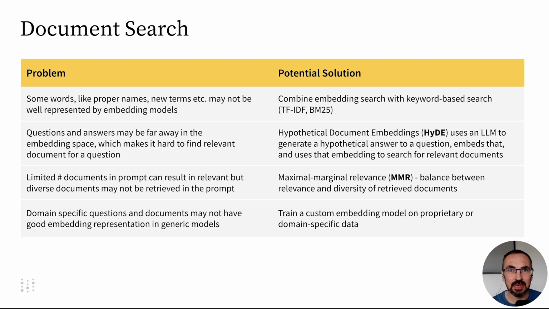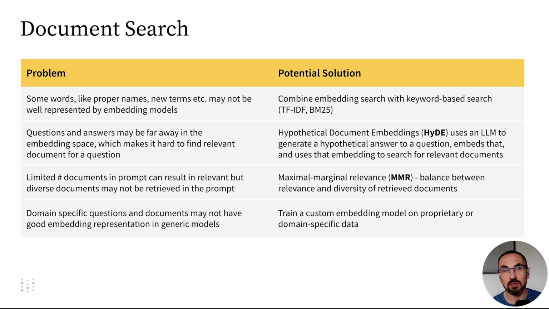One issue that can arise is that certain words, like proper names or new terms, might not be well represented by embedding models. We can fix this, for example, by combining embedding search with keyword-based search methods.